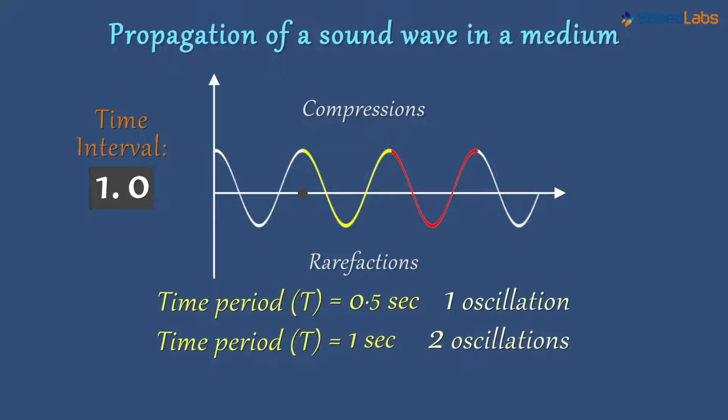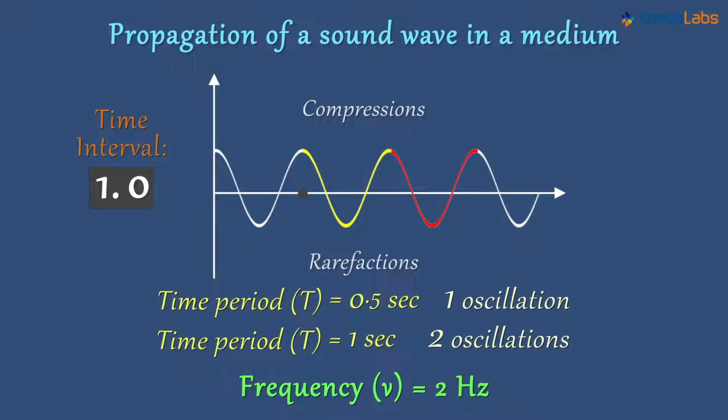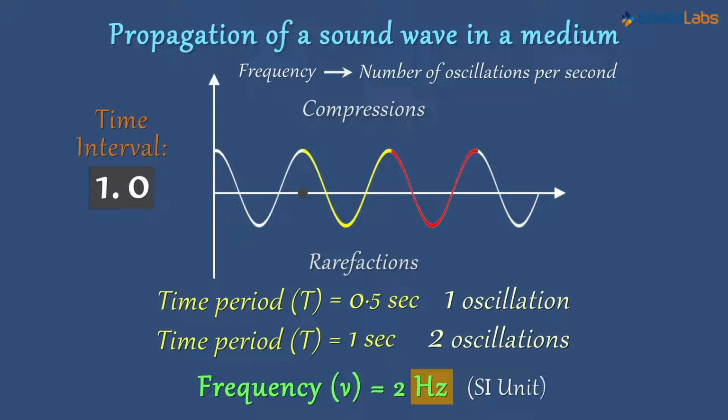And this is nothing but the frequency of a sound wave. Remember that the frequency is the number of oscillations per unit time. Here we are measuring time in seconds. So the frequency will be number of oscillations per second. And here we get 2 oscillations per second, which is nothing but 2 Hertz. Hertz is the SI unit of frequency.